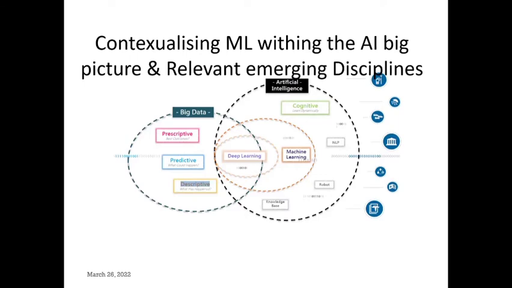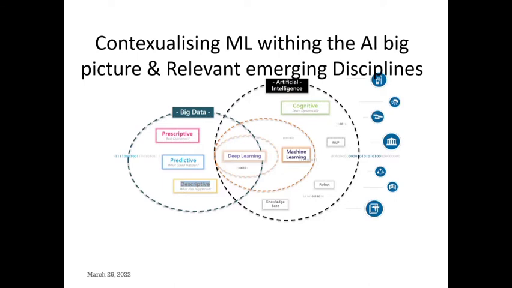So, try to contextualize machine learning within the AI big picture and relevant emerging disciplines. A couple of days ago, I was attending a presentation. We have selected people who are asked to present, and I noticed that people mention AI and then, interchangeably, machine learning. What is the relationship between them? How can we contextualize machine learning within the big name AI?